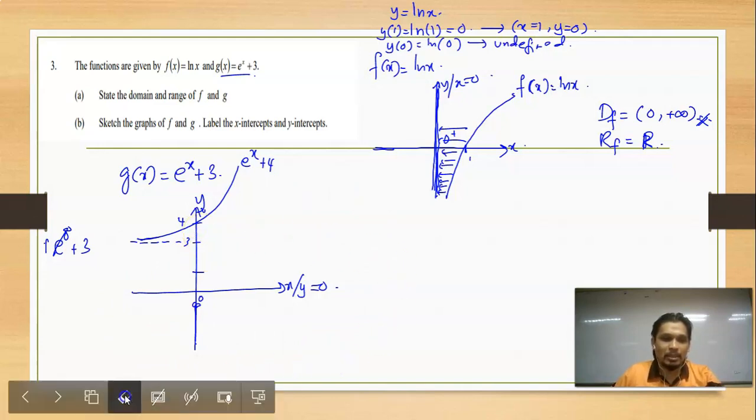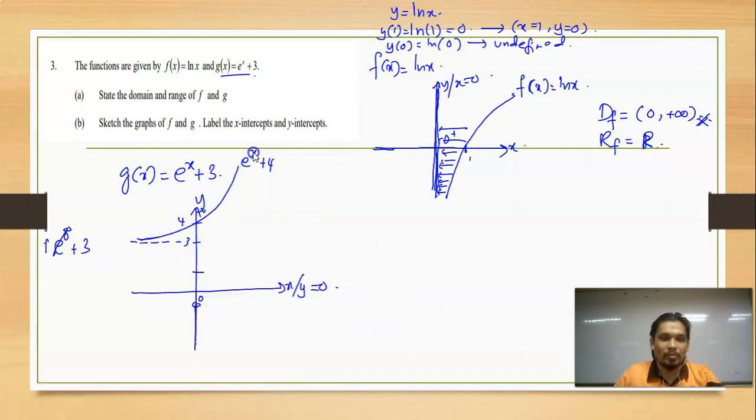Now, class, this is the graph of g(x) equal to e to the power of x plus 4. Now, the domain of this function g and the range of g. So, what is the domain of this g? The domain is all values of x. Actually, this graph will continue with no end, so it's all real numbers. And the range is, with the least value approaching 3, to positive infinity. So, 3 to positive infinity.